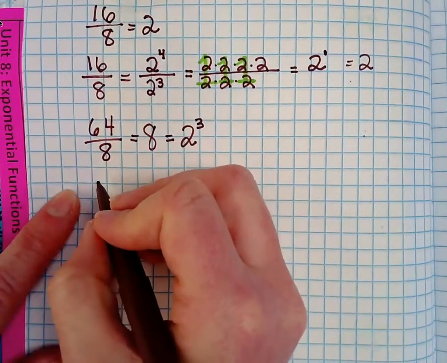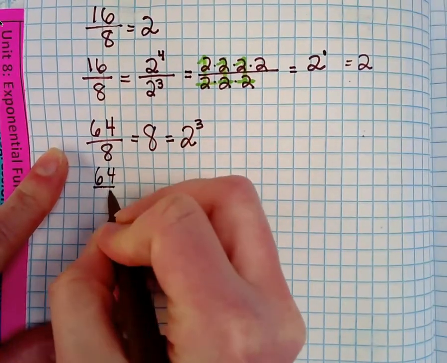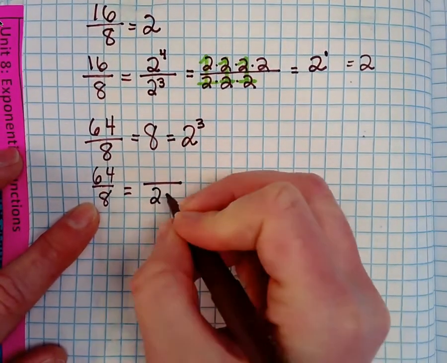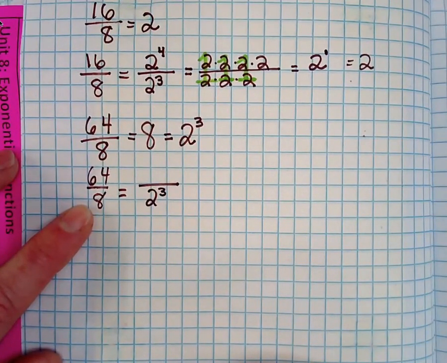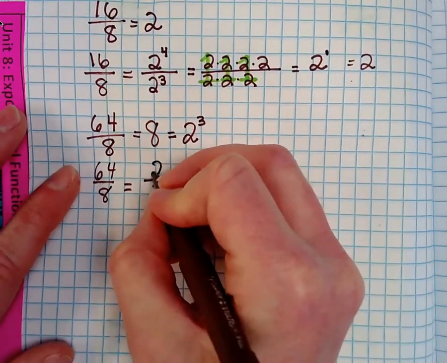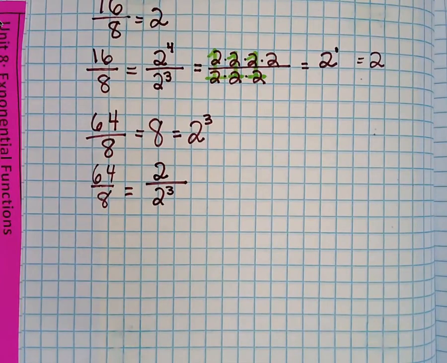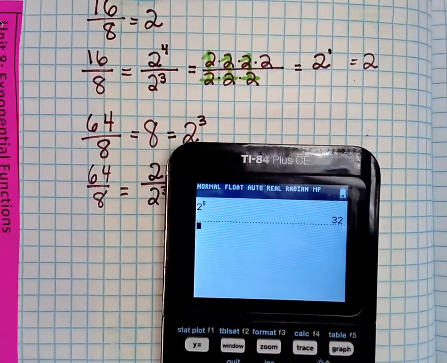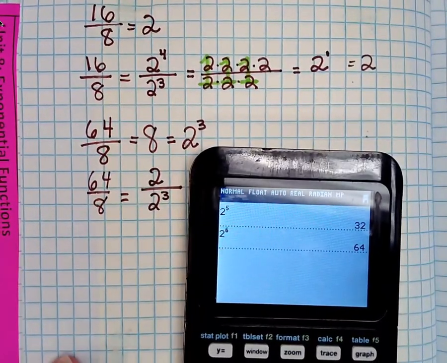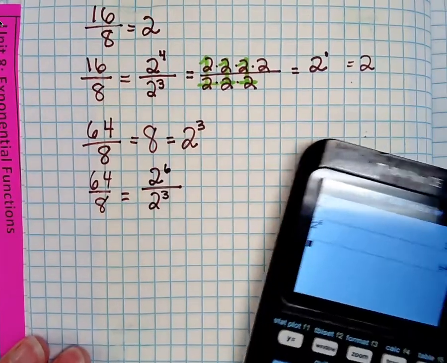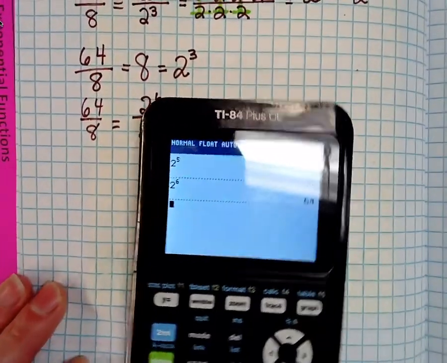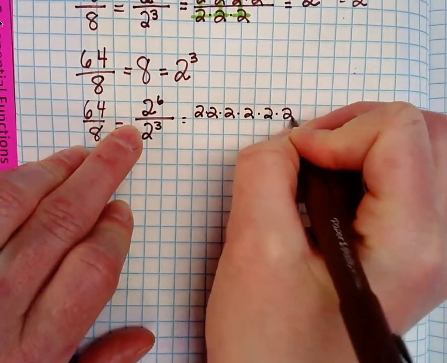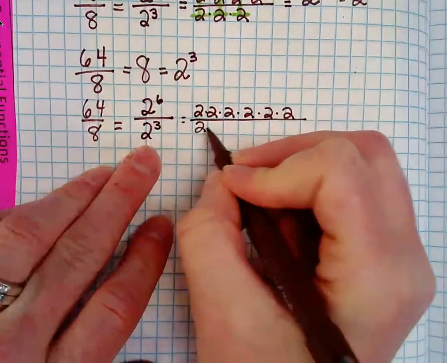All right, let's look at 64 over 8, but as bases of 2. So 8 we know is 2 to the 3rd. 64: 2 to the what power gives us 64? Let's see. Why don't we just use our calculator? 2 to the 5, no. 2 to the 6th. Okay, 2 to the 6th. All right, so let's expand it out. So 2 times 2 times 2 times 2 times 2 times 2 over 2 times 2 times 2.